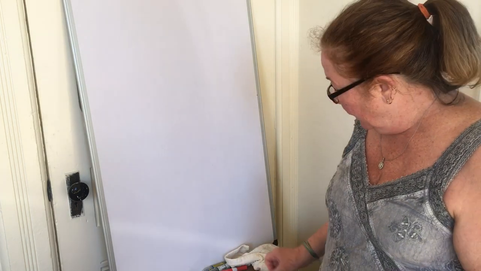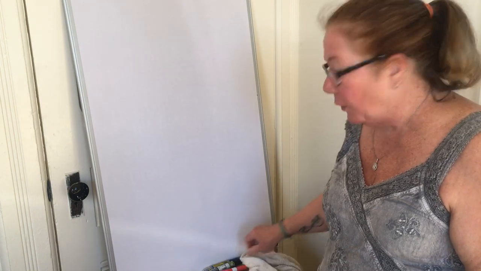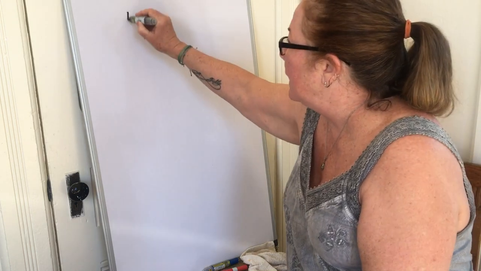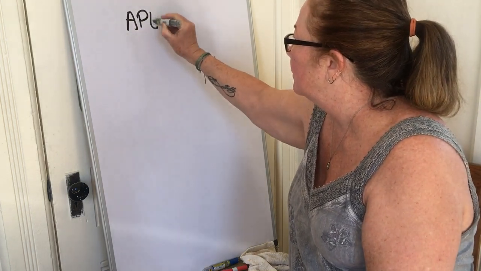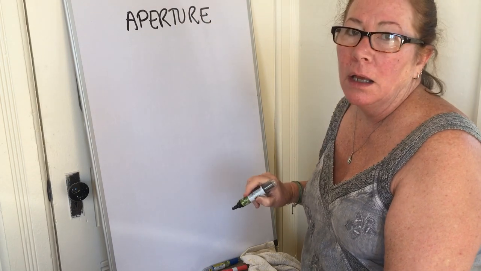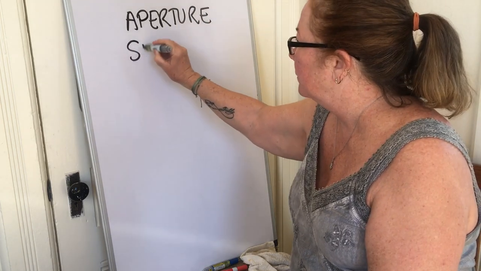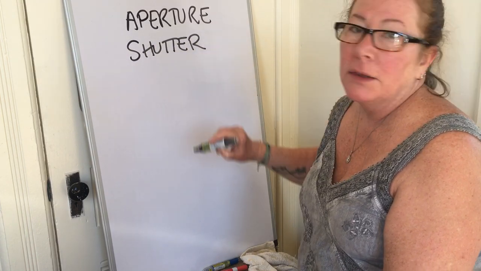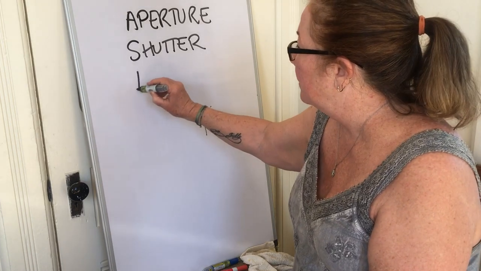that affect exposure. So there are only three controls on your camera that affect exposure, okay? One is the aperture. Okay. The other is the shutter. And the third is the ISO.